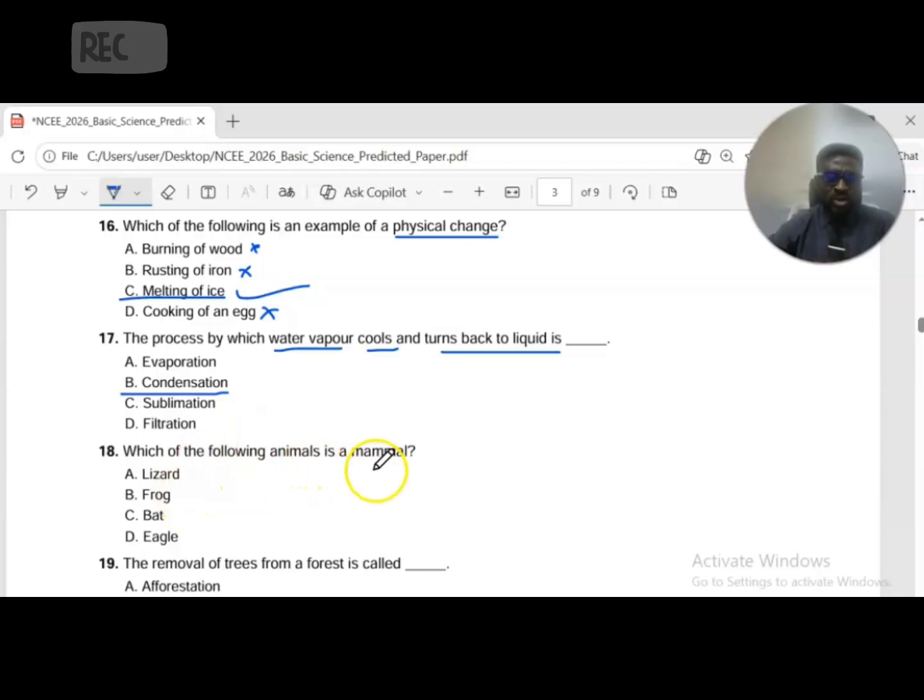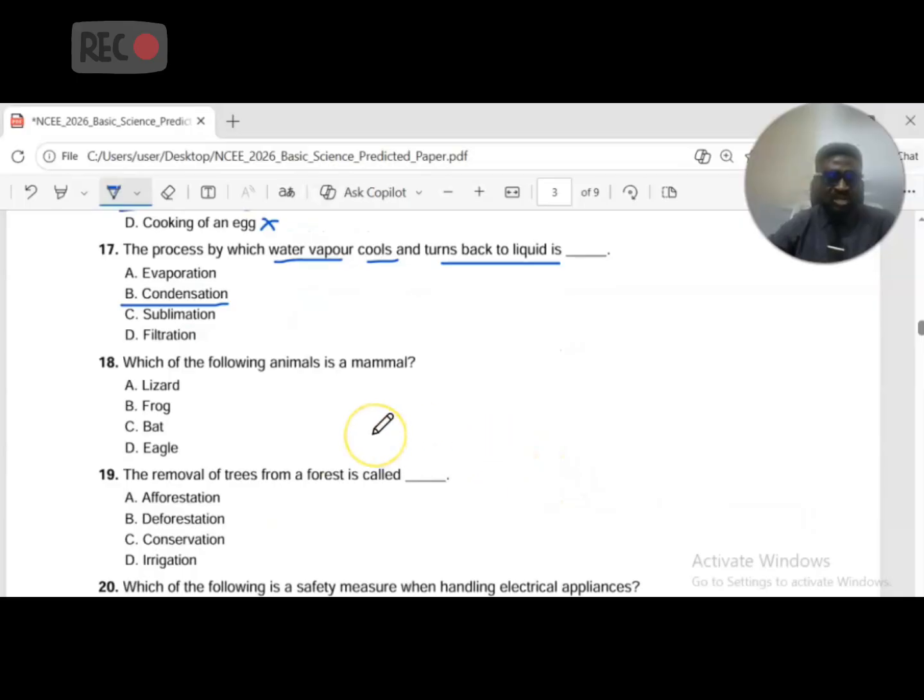Which of the following animals is a mammal? A, lizard, B, frog, C, bat, D, eagle. This is coming back to zoology, and then living things and non-living things. So in the animal kingdom, which of these is a mammal? Remember, mammals possess four limbs. They can stand erect. Most of them are primates. They are very sensible and have high intelligence quotient. Some of them have fur on their body, while humans have hair on their body. So which of these is the correct answer?